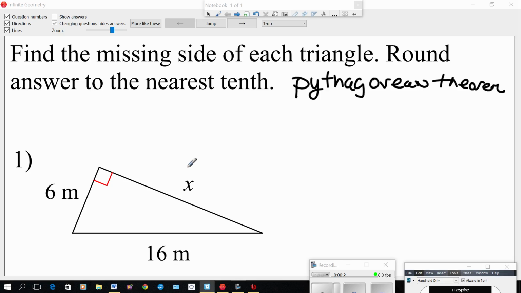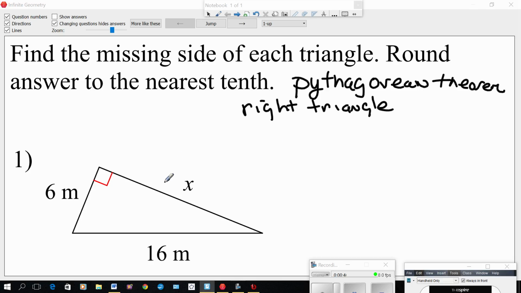Okay, what the Pythagorean Theorem says is if I have a right triangle, a triangle with a 90-degree angle, so you have to have a right triangle. If I have any two sides, I can find the third side using the Pythagorean Theorem.